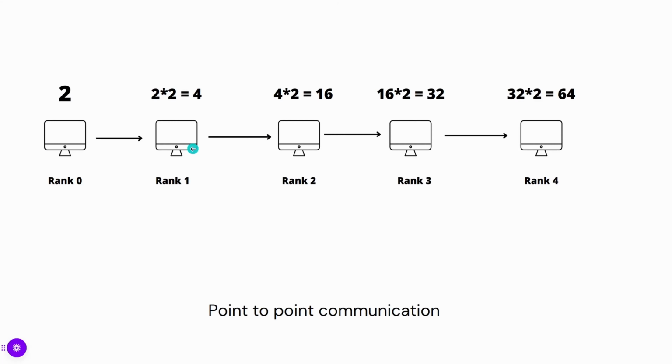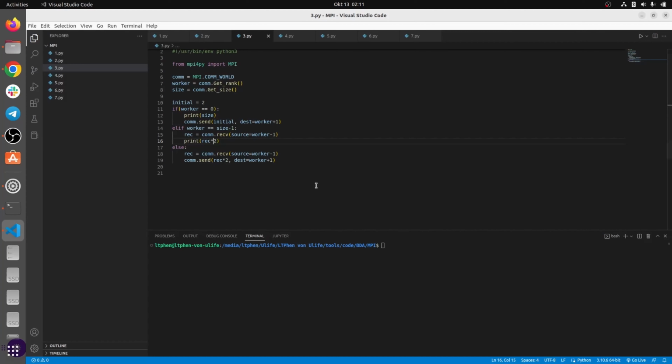Otherwise, if we have those intermediate computers, what we do is we get from this one and send it to this one. So if you are rank 1, you get it from rank 1 minus 1, and you send it to rank 1 plus 1. That's actually what we're doing here. We receive a message from the source worker rank minus 1, and we send it to the destination worker rank plus 1. And let's execute it to see the result of our program.